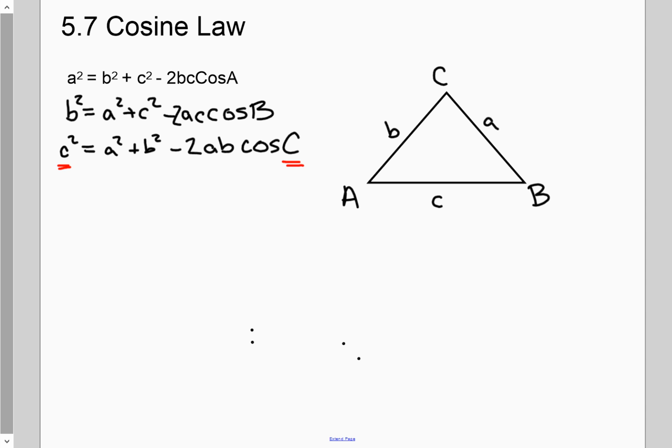This law can be used when all the sides are given, so people call that side, side, side. It can also be used when you have a contained angle. And contained means that you know the information between two sides. So if I have the angle between side b and c, then I can use cosine law. And we'll see that in the next example.